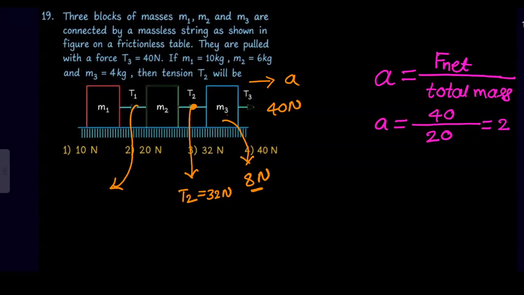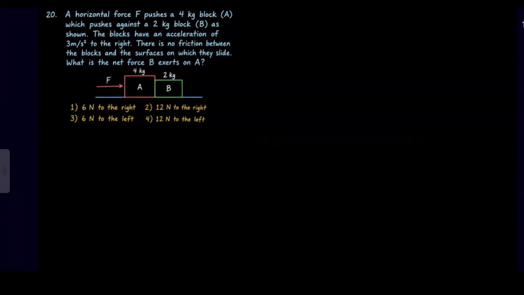If they're asking for T1, how much is T1 now here? At this location we have a 32. Yes, 32. Now this fellow, M2, will take how much now? 12 will take. Yes, this fellow will take 12 now. So that means this value T1 is 20 newtons. Here they're asking T2 now, so the answer is 30. Next.